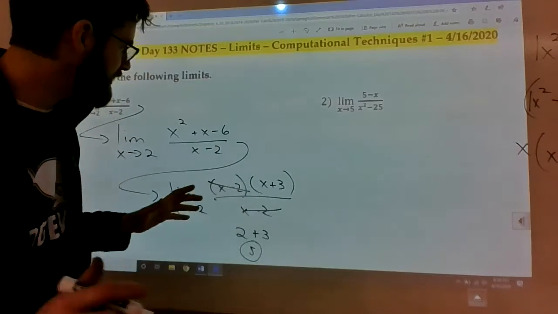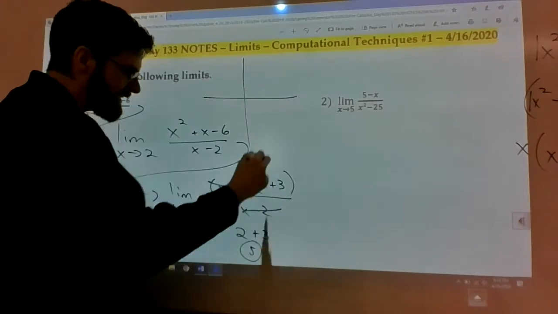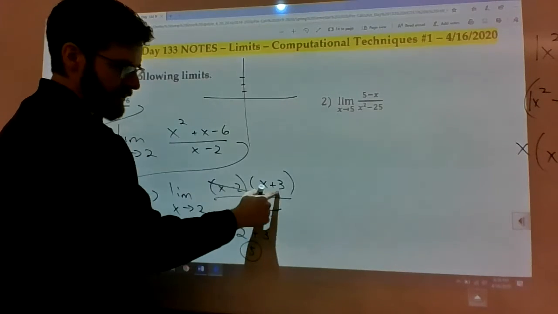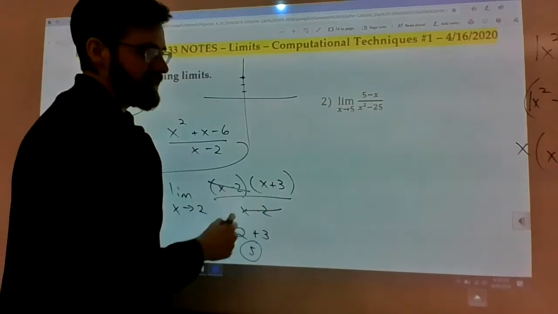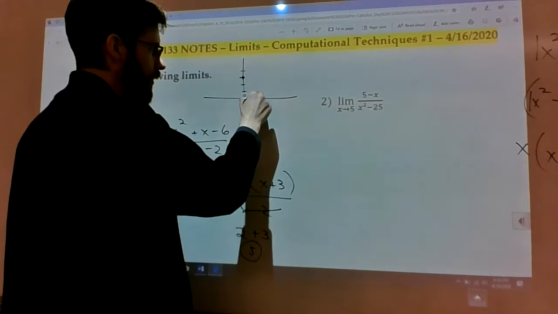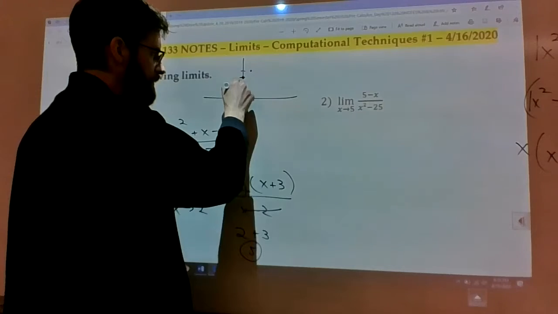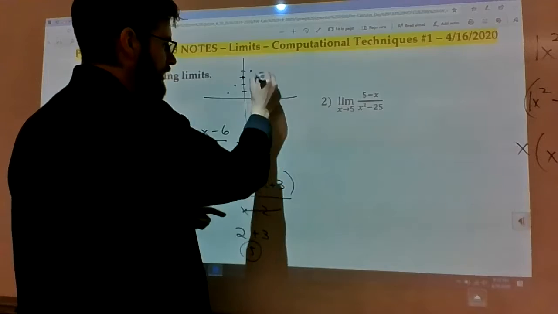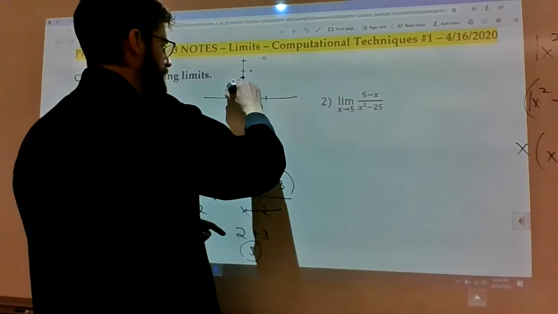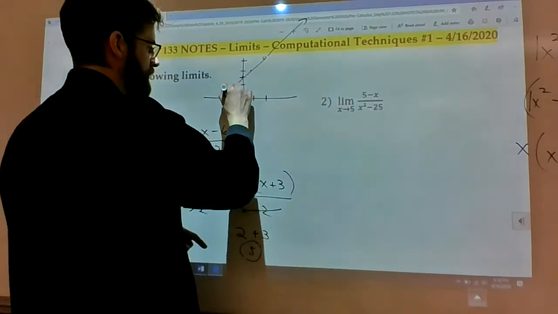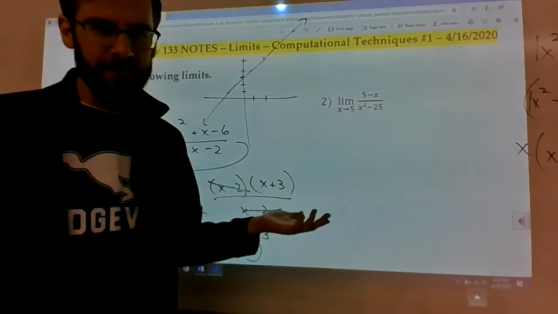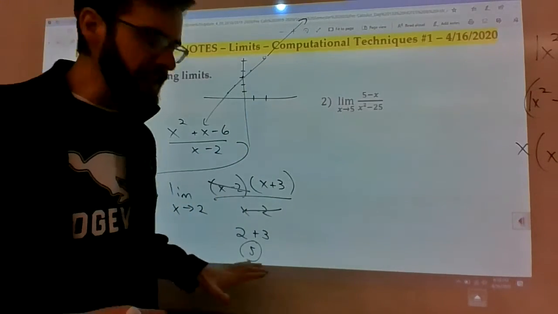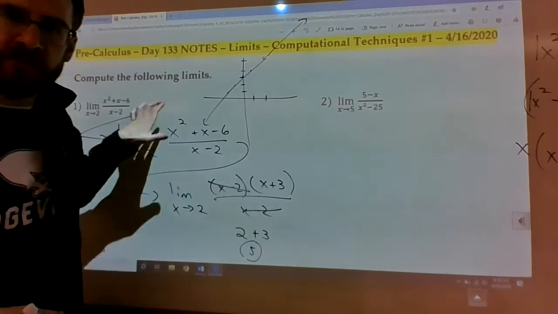And hopefully you're remembering we graphed these. This is how you graphed it. You said it's now a line, x plus 3. So its y-intercept is 3. Its slope is up 1 over 1. But then at x equals 2, there's a hole. There's a hole right here. Ta-da! So the limit from the left and the limit from the right match at 5. So that's really what's happening with this particular situation.